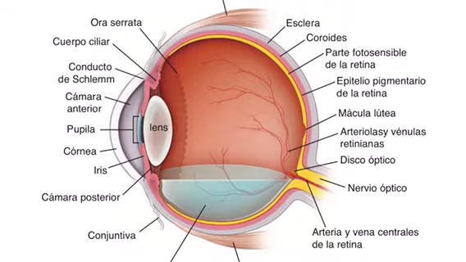The anterior chamber is the space between the cornea and the iris. The posterior chamber is the space between the posterior surface of the iris and the anterior surface of the lens. The vitreous chamber is the space between the posterior surface of the lens and the neural retina.